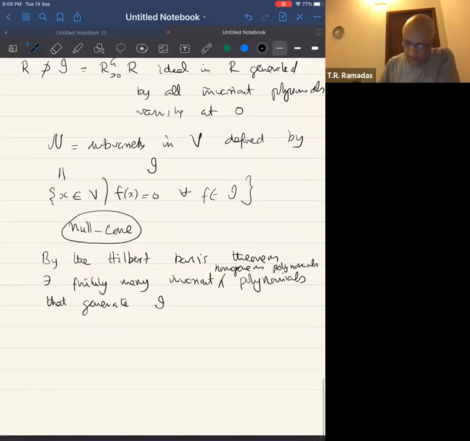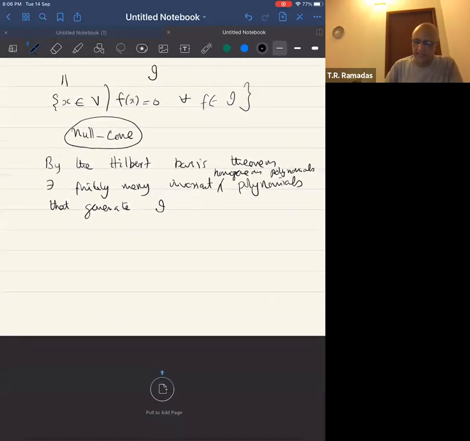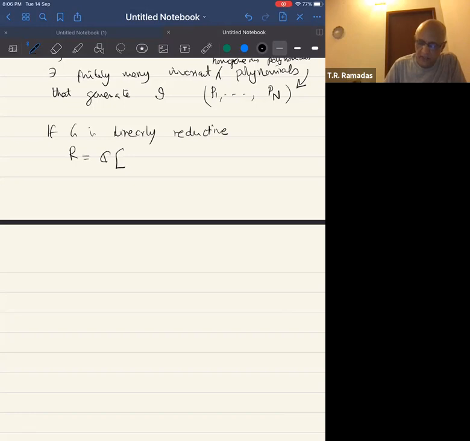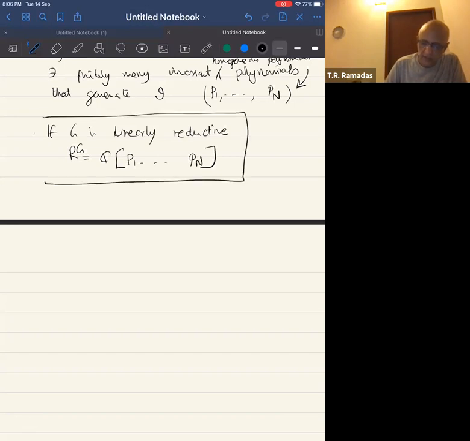That generate I. So far we don't use linear reductivity. Now, if G is linearly reductive, let me call these P1 to Pn. R is C[V], R^G. So this is the key result.